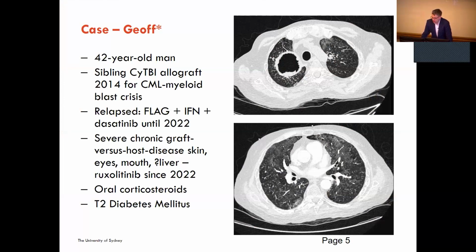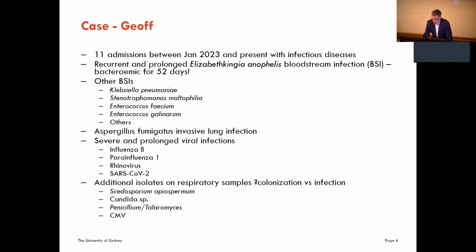So Jeff is a 42-year-old man. He had an allograft in 2014 and is the most immunocompromised patient in Queensland, possibly. He had relapses. He's had severe graft versus host disease with a lot of treatment, including ruxolitinib and oral corticosteroids. He has diabetes and is pretty unwell.